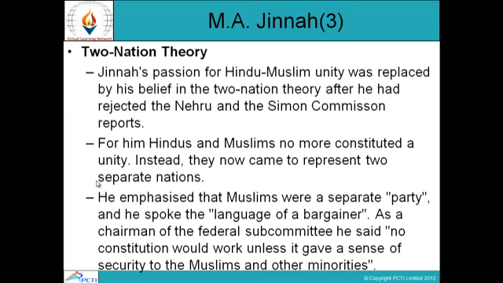He emphasized that Muslims were a separate party and he spoke the language of a bargainer. As chairman of the Federal Committee, he said no constitution would work unless it gave a sense of security to the Muslims and other minorities. He emphasized that Muslims were a separate party and a separate class, and that they were not in unity with the Hindus. So there have to be two nations for both of them.